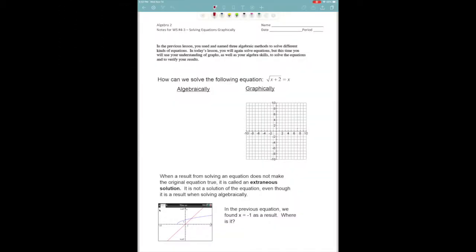Hi, welcome to the notes for 4-3, Solving Equations Graphically. Our attempt here is to put together everything that we've learned about graphing and solving equations algebraically.